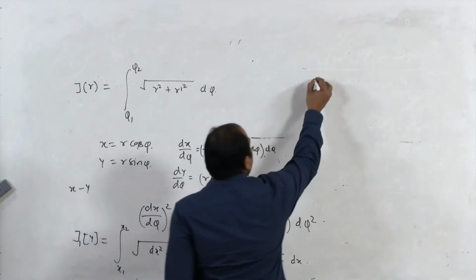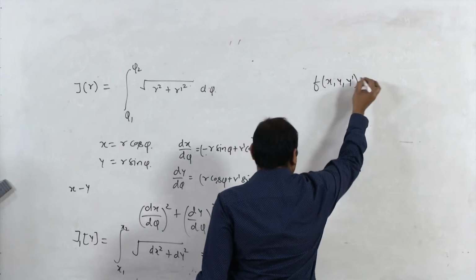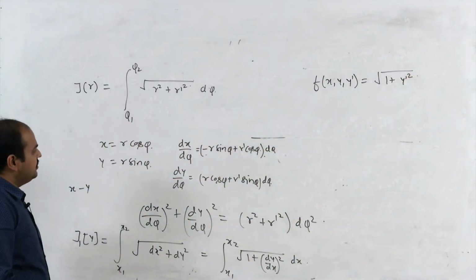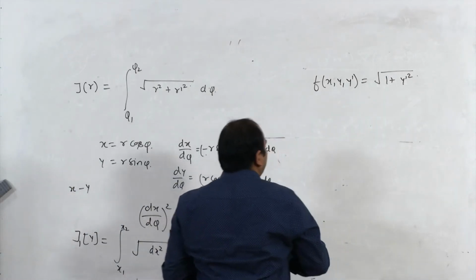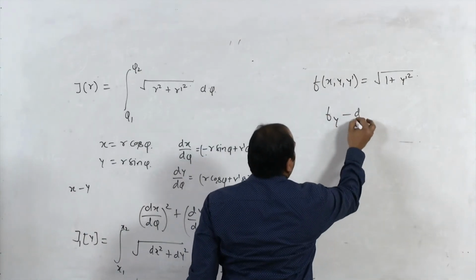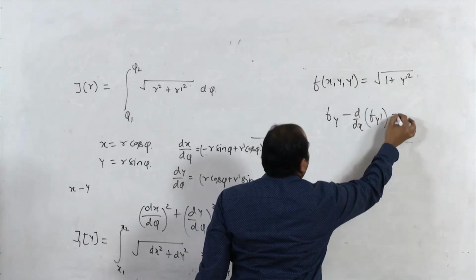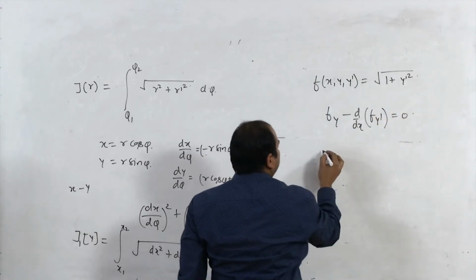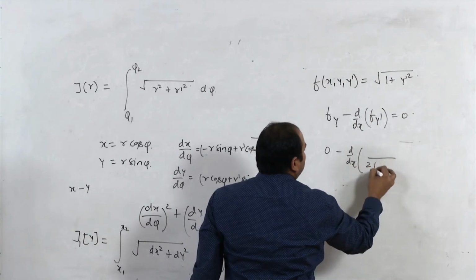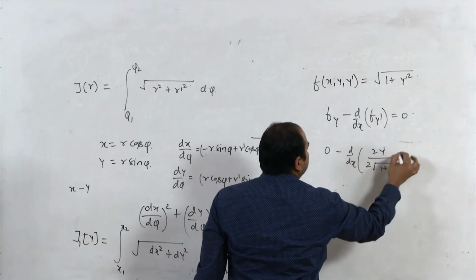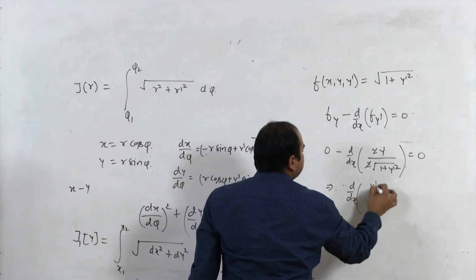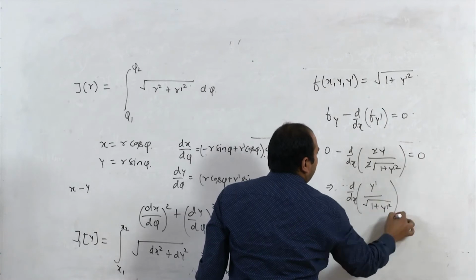So it means that this functional is now reduced to J1y, and your integrand is under root 1 plus dy by dx whole square d of x. So here your f of x, y, y dash is given by under root 1 plus y dash square, which is quite easy to solve. In fact, we have already solved it. So here your Euler's equation is given by f of y minus d by dx of f of y dash is equal to 0. So here there is no y term, so it will be 0 minus d by dx of f of y dash, that is 1 upon 2 under root 1 plus y dash square times 2 y dash, equal to 0. When you solve this, you will have d by dx of y dash upon under root 1 plus y dash square equal to 0.